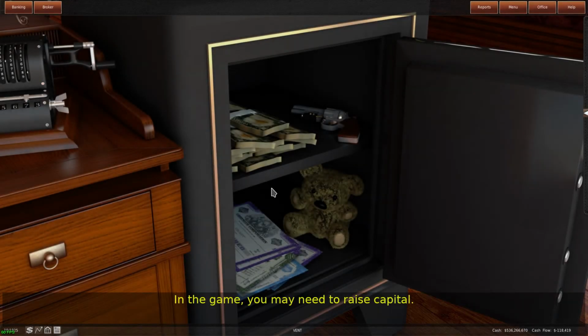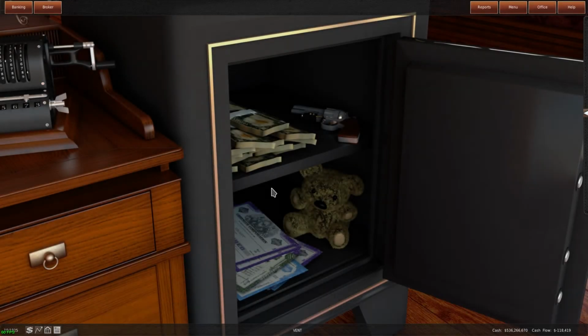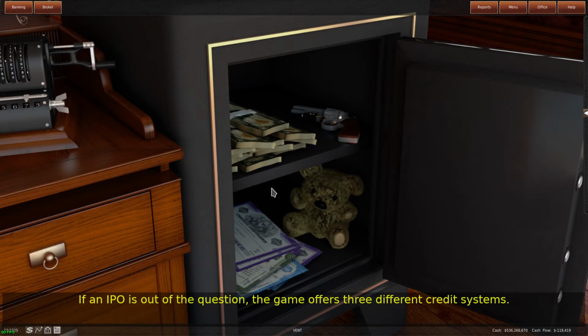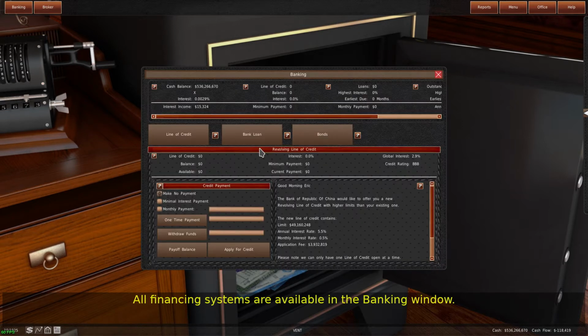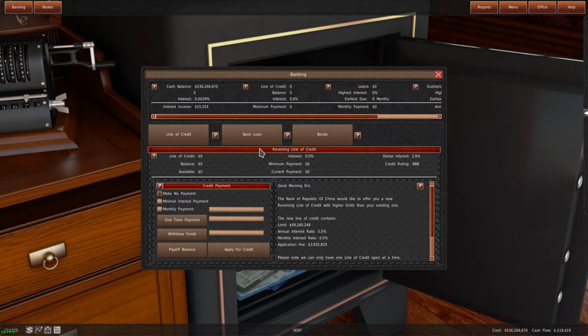In the game, you may need to raise capital. If an IPO is out of the question, the game offers 3 different credit systems. All financing systems are available in the banking window. The first of these is line of credit.